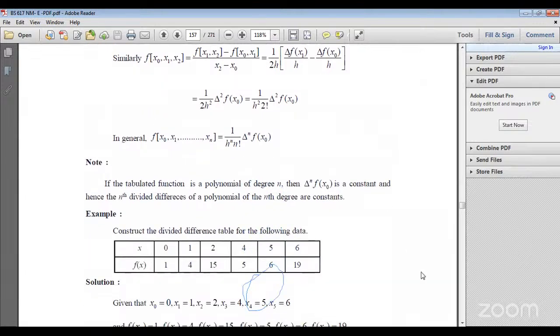If the tabulated function is a polynomial of degree n, then delta n f of x0 is constant, and hence the nth divided differences of a polynomial of nth degree are constants.